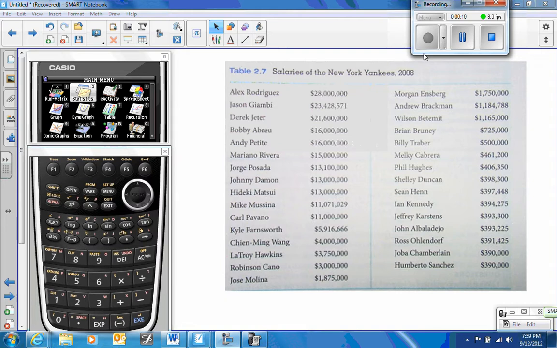All right, what you're going to do is this problem on page 55. This is problem 2.17, Yankee money. This is the salary for the Yankees, the New York Yankees.